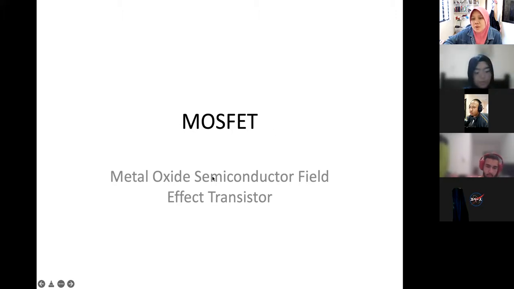Although MOSFET is also a transistor, how it works, the physics of MOSFET, is totally different as compared to the BJT. But both in the end have similar applications. It can be an amplifier, it can become a switch. But how it works, the physics of it, is very different.